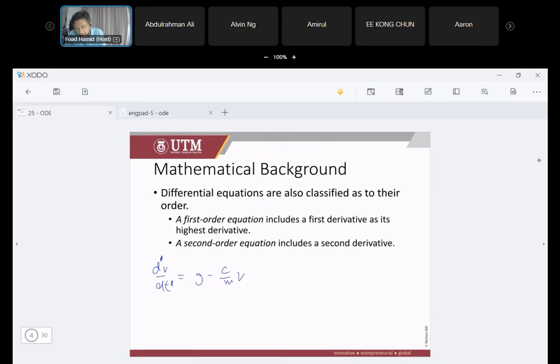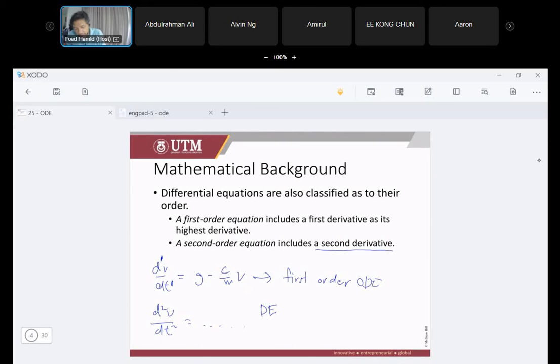This is what we call the first order ODE. Sometimes you see d square v dt square equal to a certain function. Then, according to the highest derivative here, this is a second order ODE. A second order equation includes a second derivative as its highest derivative. So that's all.